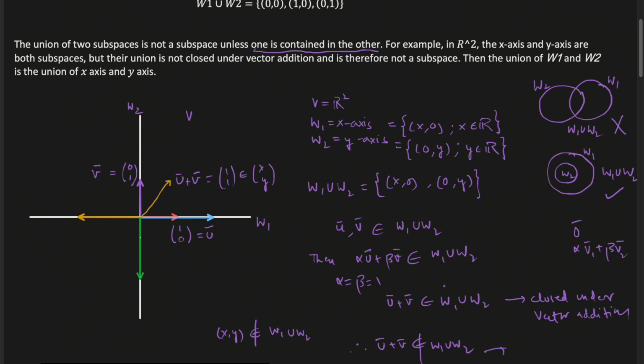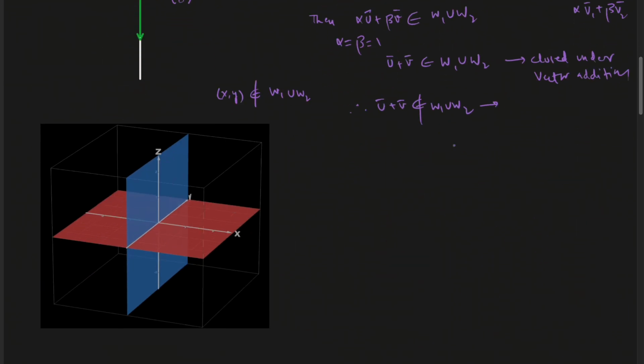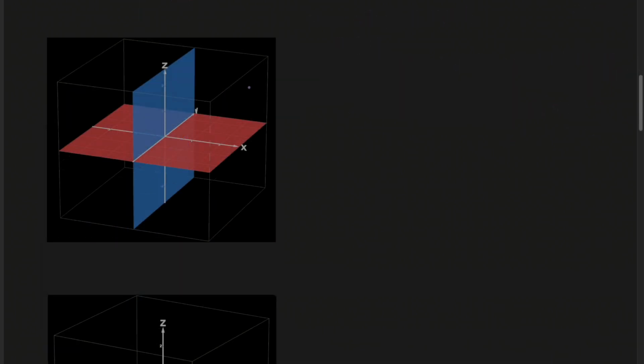Therefore I can say that in this case W1 union W2 is not a subspace. It's not a subspace. Okay, so in the intro of this video, I mentioned that the union of these two subspaces is not a valid subspace, right? So we will see that right now.